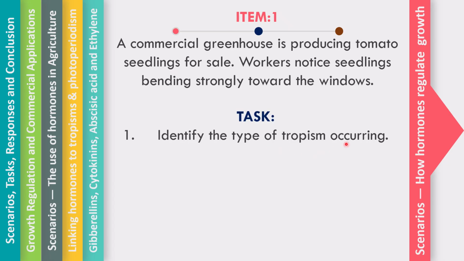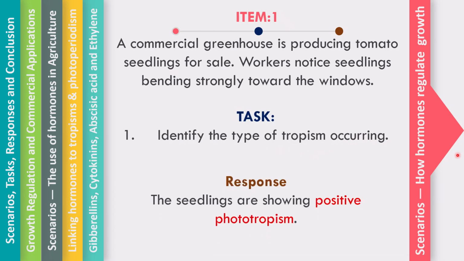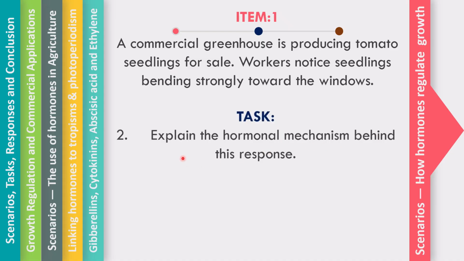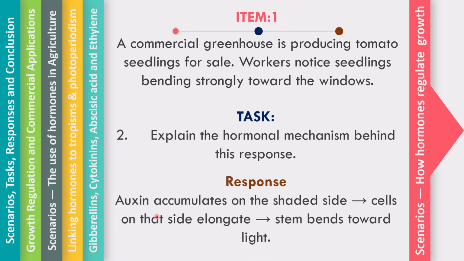Identify the type of tropism occurring. The seedlings are showing positive phototropism. Explain the hormonal mechanism behind this response. Auxins accumulate on the shaded side. This causes the cells on that side to elongate. Then the stem bends towards light.